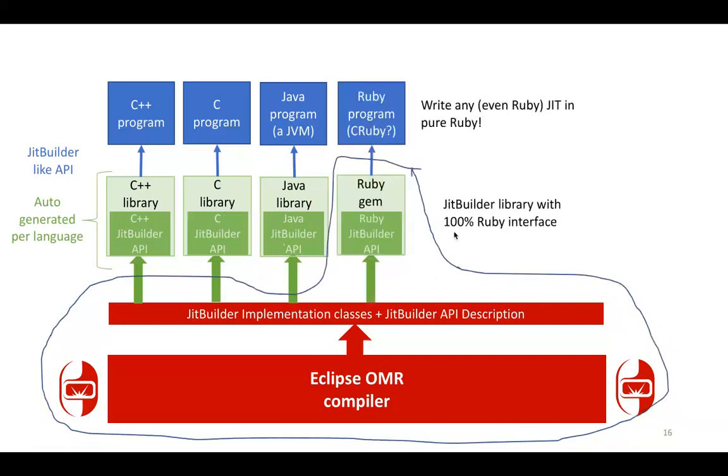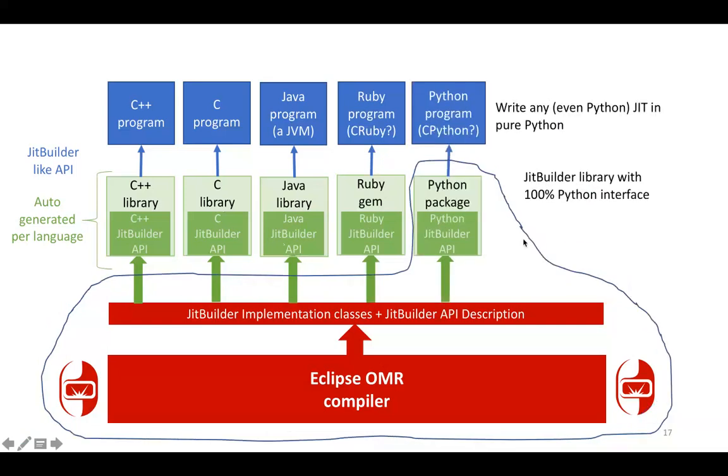Now, the next one, you could do, say, a Ruby one. You could generate a Ruby JitBuilder API and create a Ruby gem for that, and then Ruby programmers can write any kind of native accelerator using pure Ruby, which is kind of an interesting option, especially since Ruby itself doesn't have a JIT compiler right now. Or you could do that for Python the same way. Or you could do it for any language.